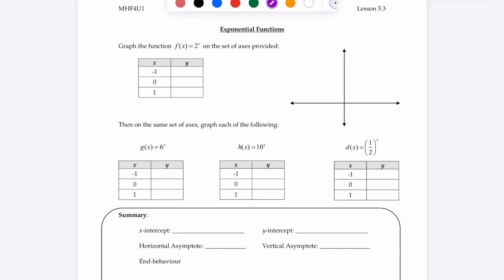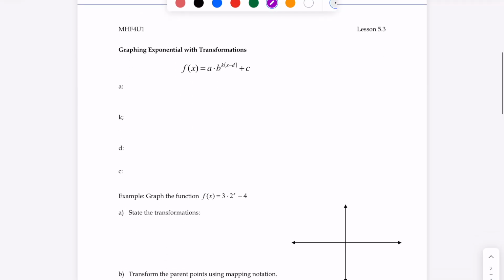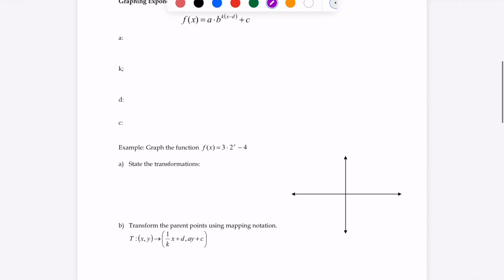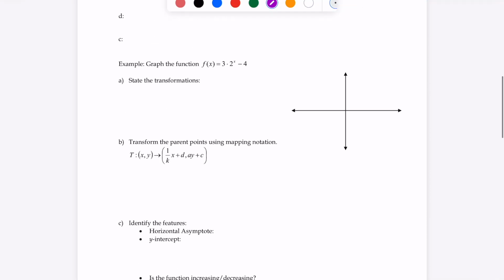Okay, lesson 5.3, exponential functions. Today we are going to be graphing exponential functions. We're going to be exploring the different transformations of them, so that will occur right here. And we'll look at different examples with those transformations and how to apply the mapping notation.